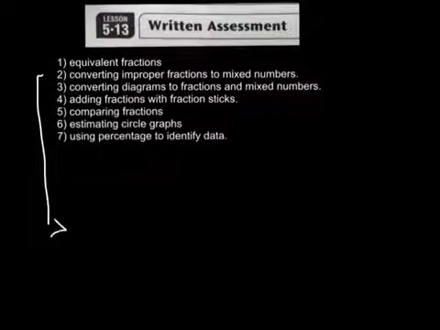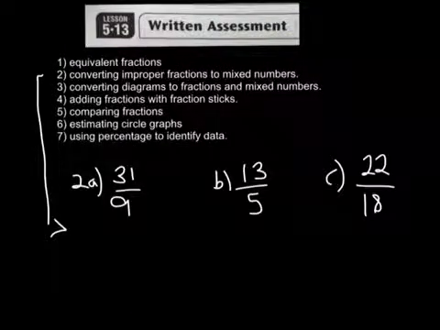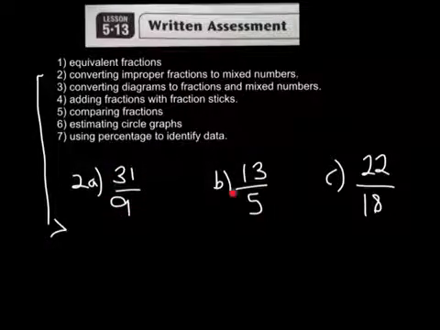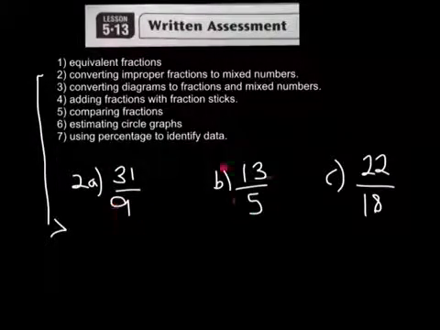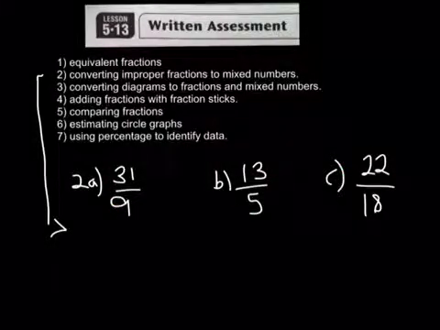Go ahead and write number 2, A, B, and C. We have 31 over 9, 13 over 5, and 22 over 18. And we're supposed to now convert these into a mixed number. Remember that these are improper fractions. No answer should be left in this format. It is wrong. We need to change it into simply a mixed number.